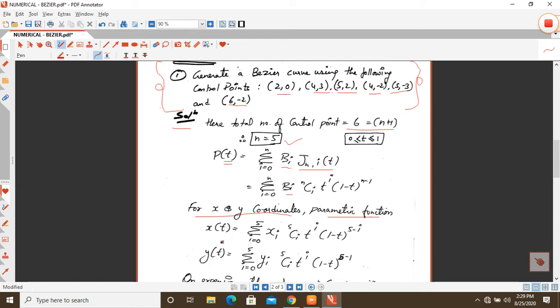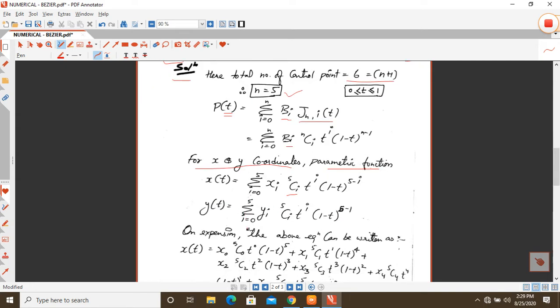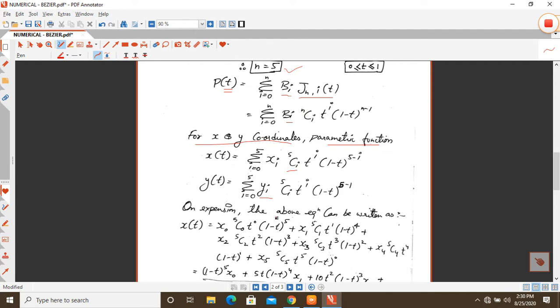So for x(t) it is summation i equals 0 to 5 of x_i times 5Ci, that is the combination term, times t^i (1 minus t)^(5 minus i). And similarly for y(t), summation i equals 0 to 5 of y_i 5Ci t^i (1 minus t)^(5 minus i). So how will we expand this?